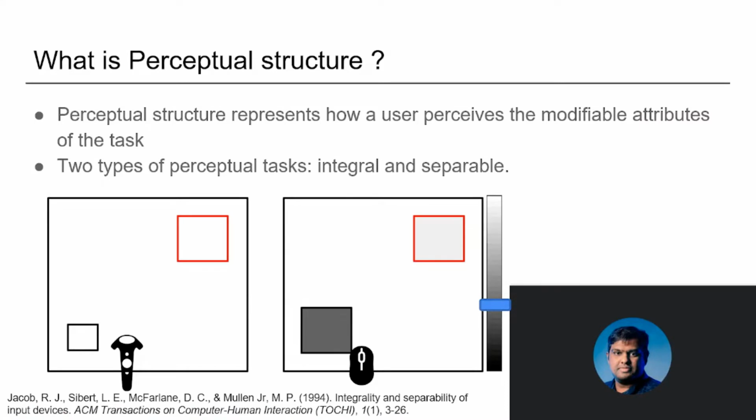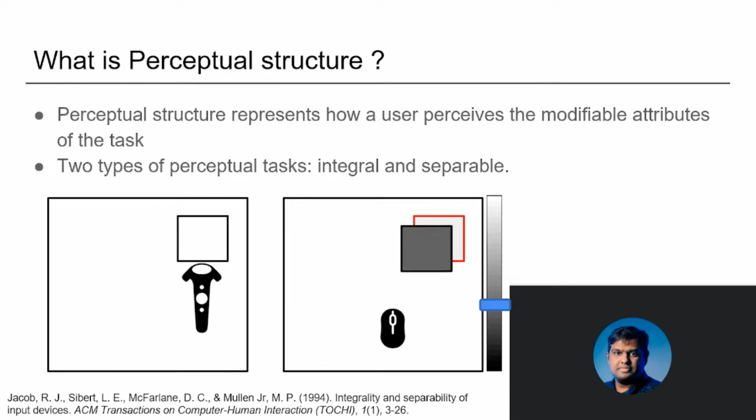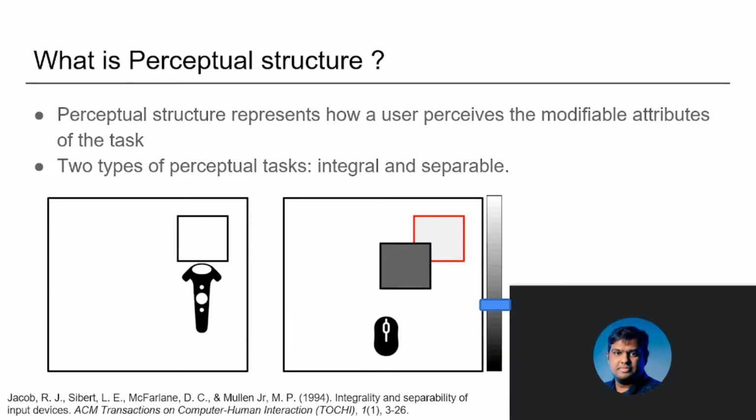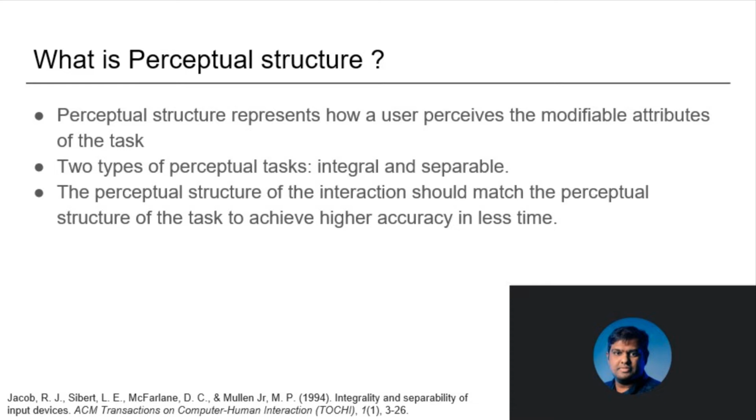Jacobs et al. defined perceptual structure as how a user perceives the modifiable attributes of the task. There are 2 types of perceptual tasks. Integral tasks have attributes that are changed together, and separable tasks have attributes that are changed independently. They found that a 3D tracker is effective for an integral task of changing the XY location and scale of a box, whereas a mouse is suitable for the separable task of changing the XY location of a box and its grayscale color.